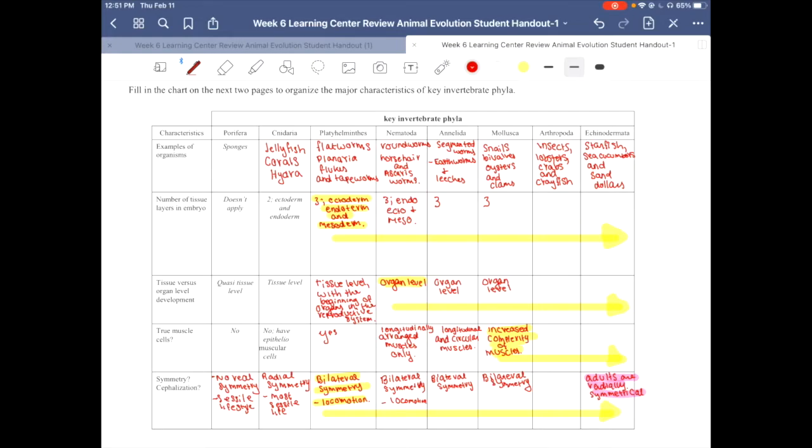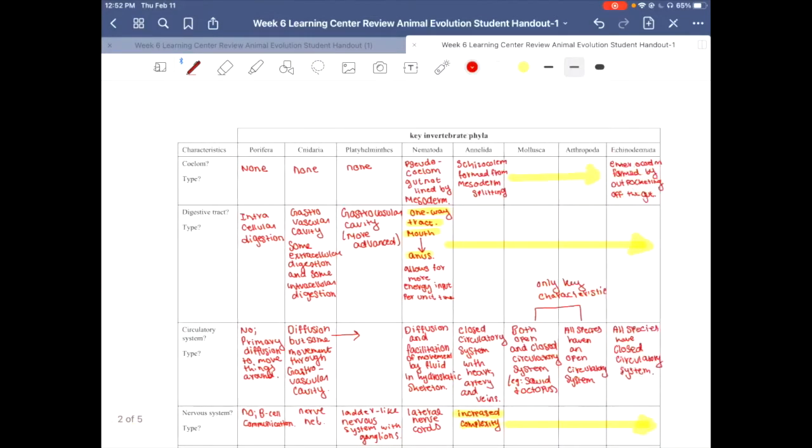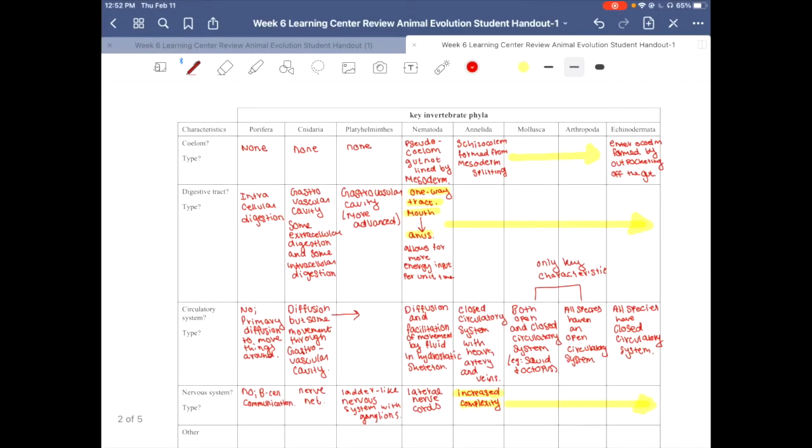And for symmetry, it's the bilateral symmetry and locomotion. If they gave you a phyla that's before the Platyhelminthes, it's important that you know it's not bilateral. Because it comes before Platyhelminthes, you should be able to realize that it should be something other than that, like radial symmetry or no symmetry at all. And then on the next page, the digestive tract and the nervous system, we see a similar pattern.